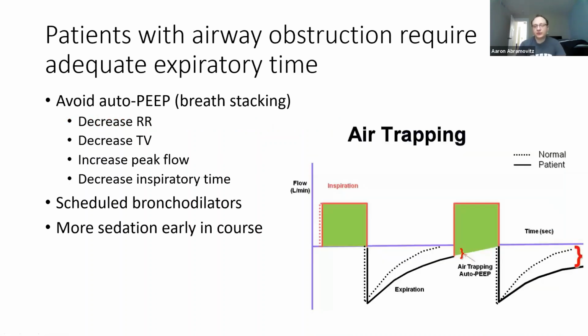Keep in mind that patients with airway obstruction, COPD, asthma require adequate expiratory time. So your initial setting should ensure that the patient has enough expiratory time, which you can give them by setting a lower respiratory rate, lower tidal volume, or increasing the peak flow, which decreases inspiratory time in a pressure control mode. Patients with airway obstruction often need more sedation early in the course to prevent coughing and the irritation of feeling the higher pressures in the chest, and also scheduled bronchodilators.